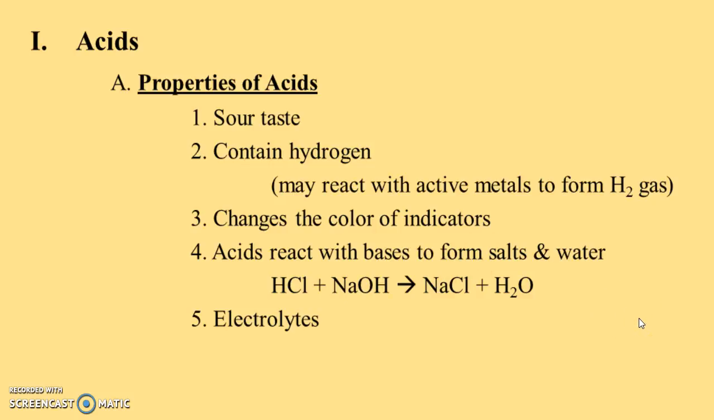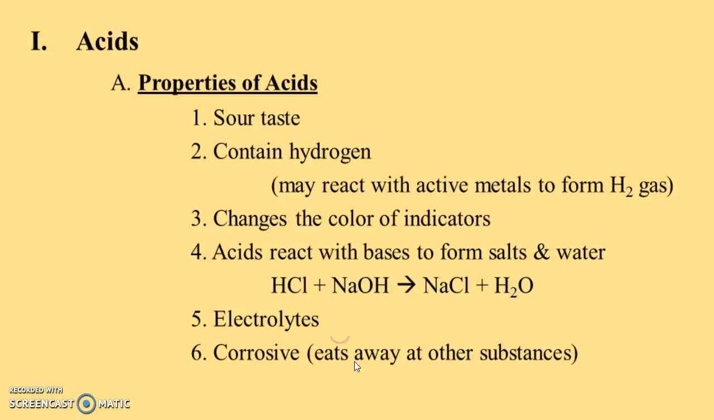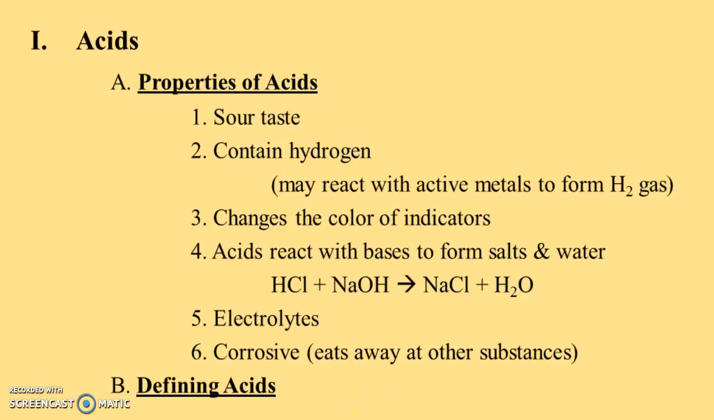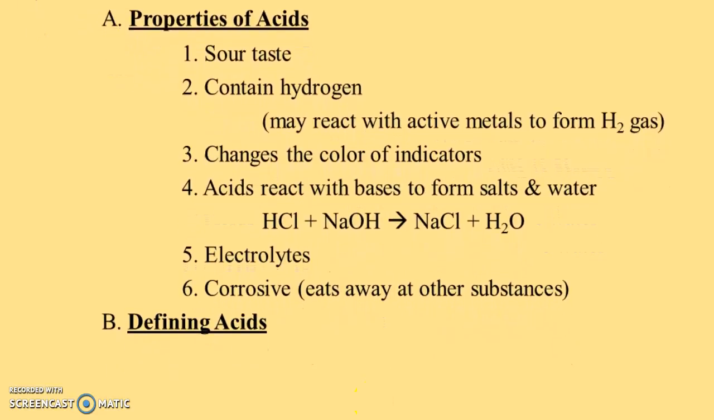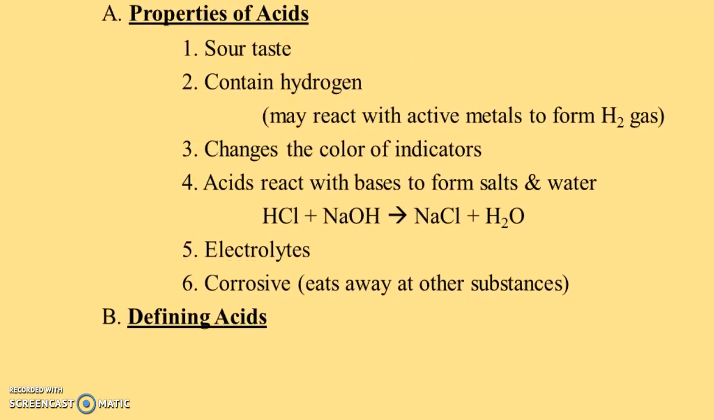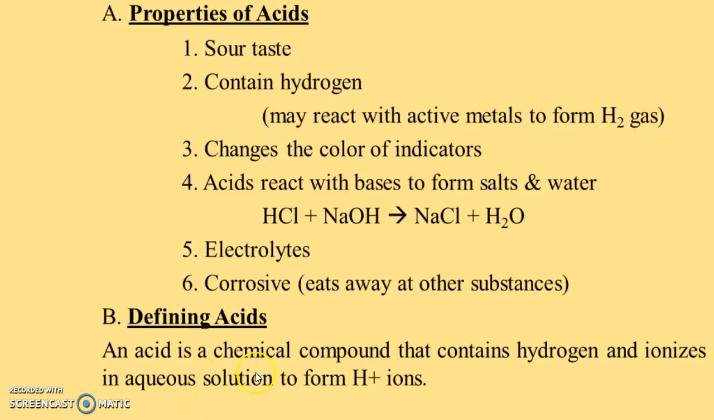They are electrolytes. So we talked about this a while back when we put the light bulb with the different solutions. Remember, electrolytes are what are in Gatorade. They're dissolved ions, and they will conduct electricity. Many are corrosive, meaning they eat away at a substance. And let's get to a definition then. So we said that they contain hydrogen. An acid is a chemical compound that contains hydrogen and ionizes in aqueous solution to form H+ ions.